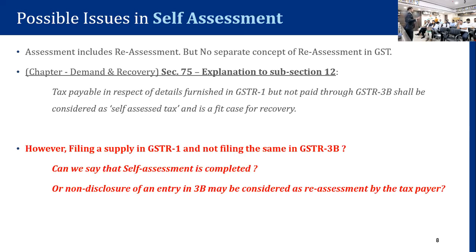Demand and recovery, when we see, there is a specific provision which says that if you have declared some liability in your R1, let's say 100 rupees, and in your 3B you have disclosed 80 rupees. So the difference 20 which is there in your R1 is your self-assessed liability. Correct? And then it says that this is a fit case for recovery. Tax payable in respect of details furnished in R1 but not paid in 3B shall be considered as self-assessed, and it is a fit case for recovery. And then there is a recovery mechanism for that as well.